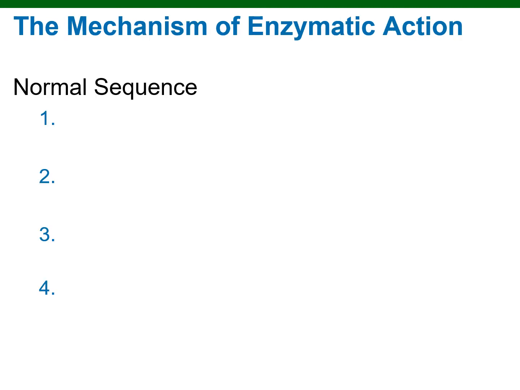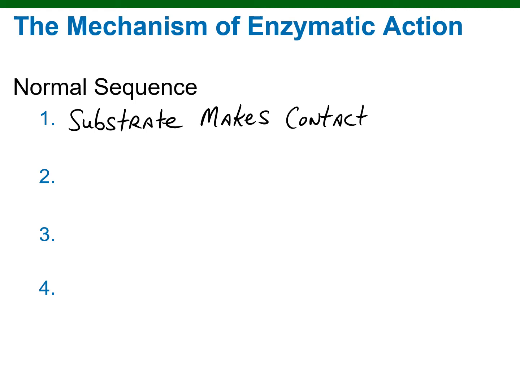We can say that the normal sequence of events for an enzyme follows that the substrate must make physical contact with the enzyme. And we know that the enzyme has a specific place for that physical contact, called the active site. So this would be step 1 for an enzyme to do its activity.